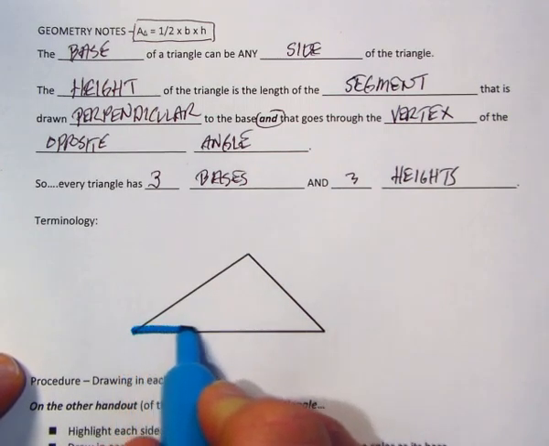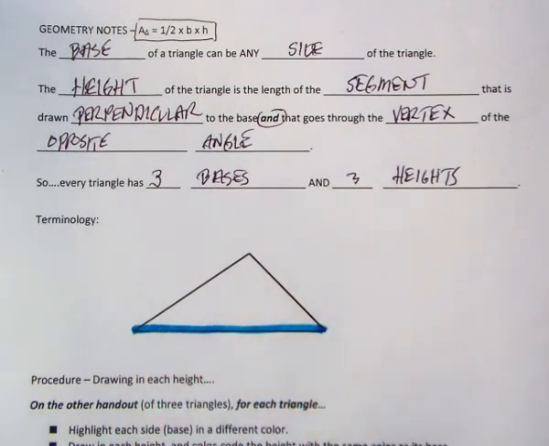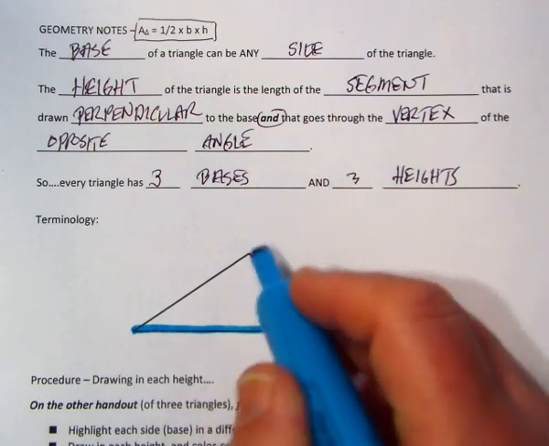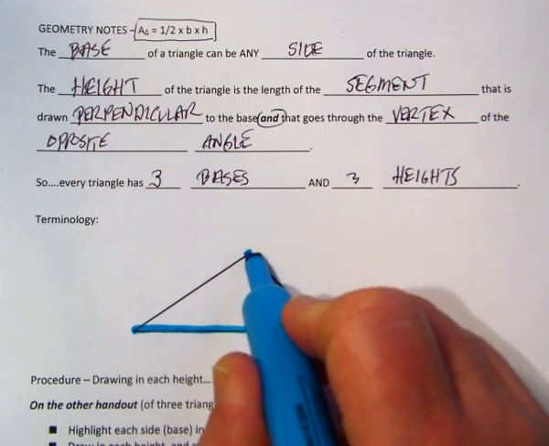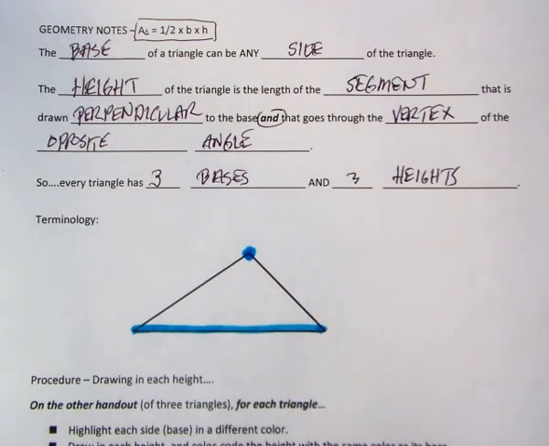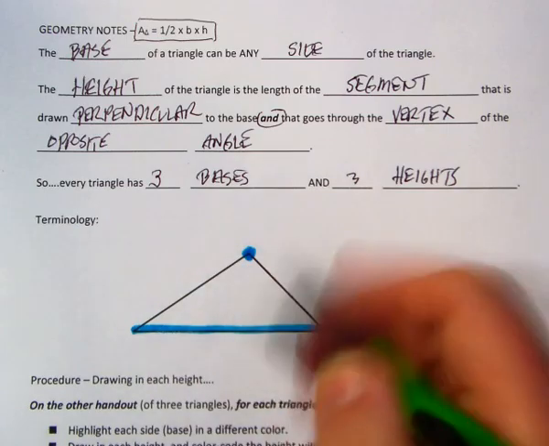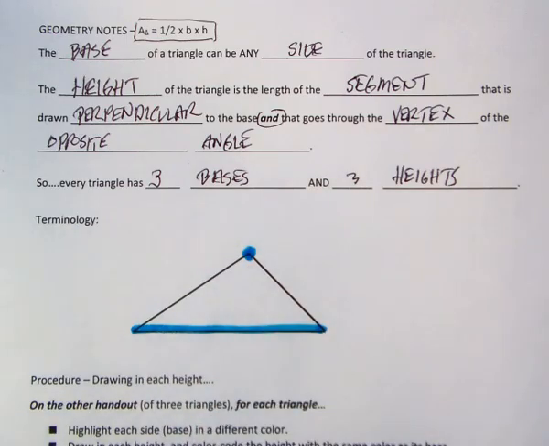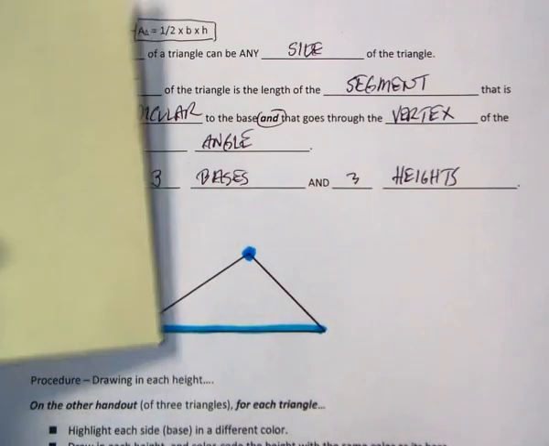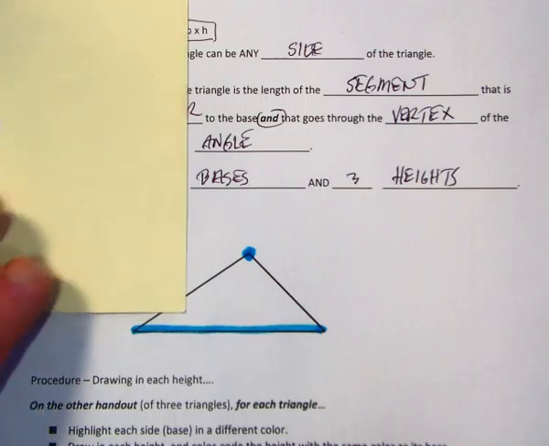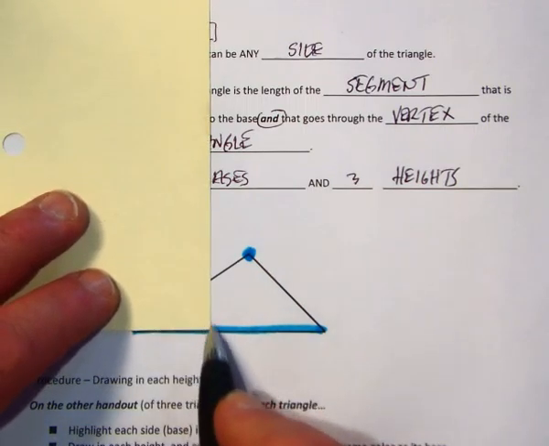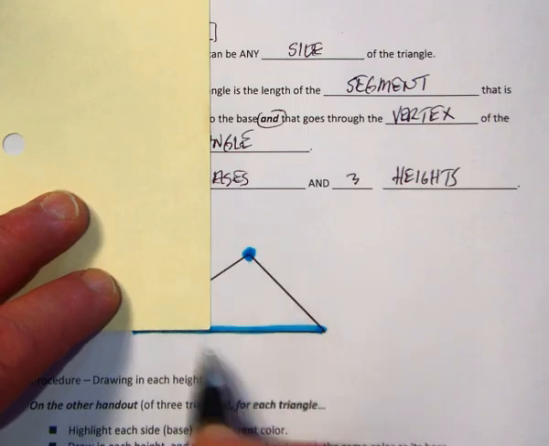I'm going to highlight this side, and that is a base. And so I want to find the corresponding height for that base. Well, the height has to be drawn perpendicular to the side, and it has to go through the vertex of the opposite angle. So here's the vertex of the opposite angle, and we want a segment that's drawn perpendicular. To get a perpendicular, you can use anything that's got a right angle on it. I'm going to use this index card, and I want the right angle here, but it has to go through that vertex.